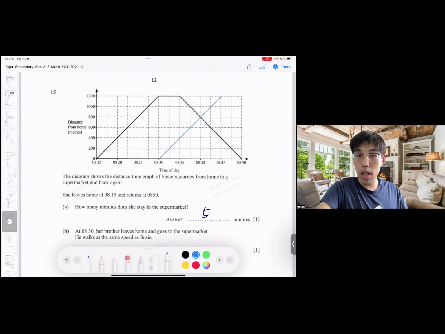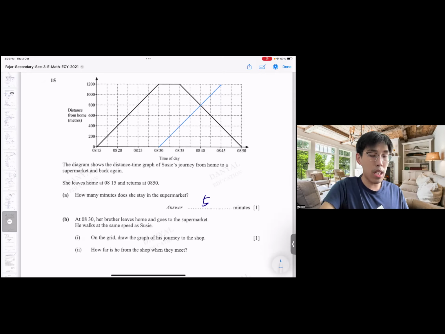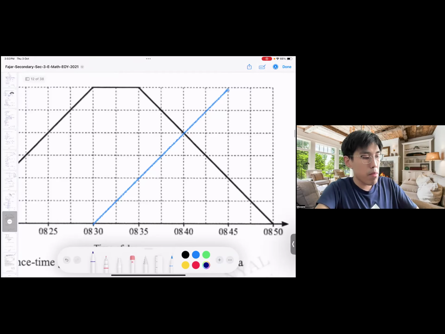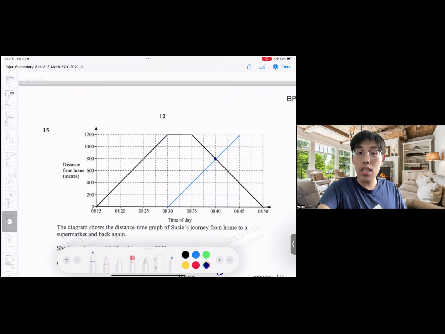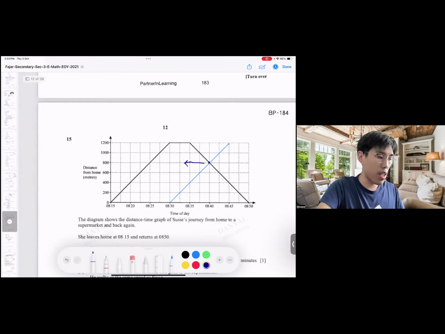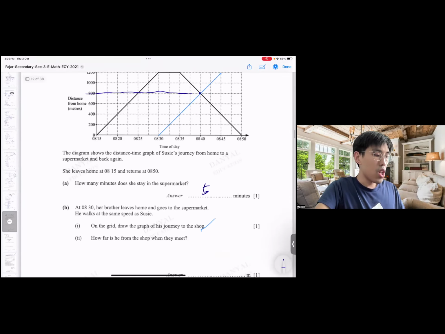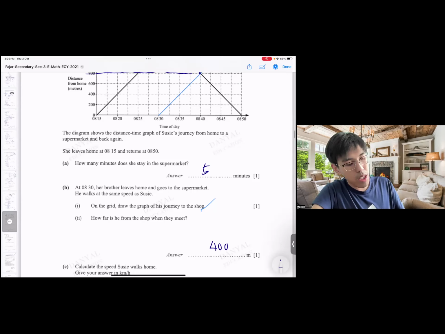I presume they both stay together. I believe, yeah, leaves home, should be staying together. So the distance should be the same. So basically, this is how they meet. This blue graph will be part B, part 1. Okay, part 2. On the grid, how far is he from the shop when they meet? So they meet here. And this point is where the brother has already traveled 800 meters. Okay, that means we map it all the way to here. So how far is he from the shop? He's 400 meters away. This one is quite straightforward, based on how you understand English only.